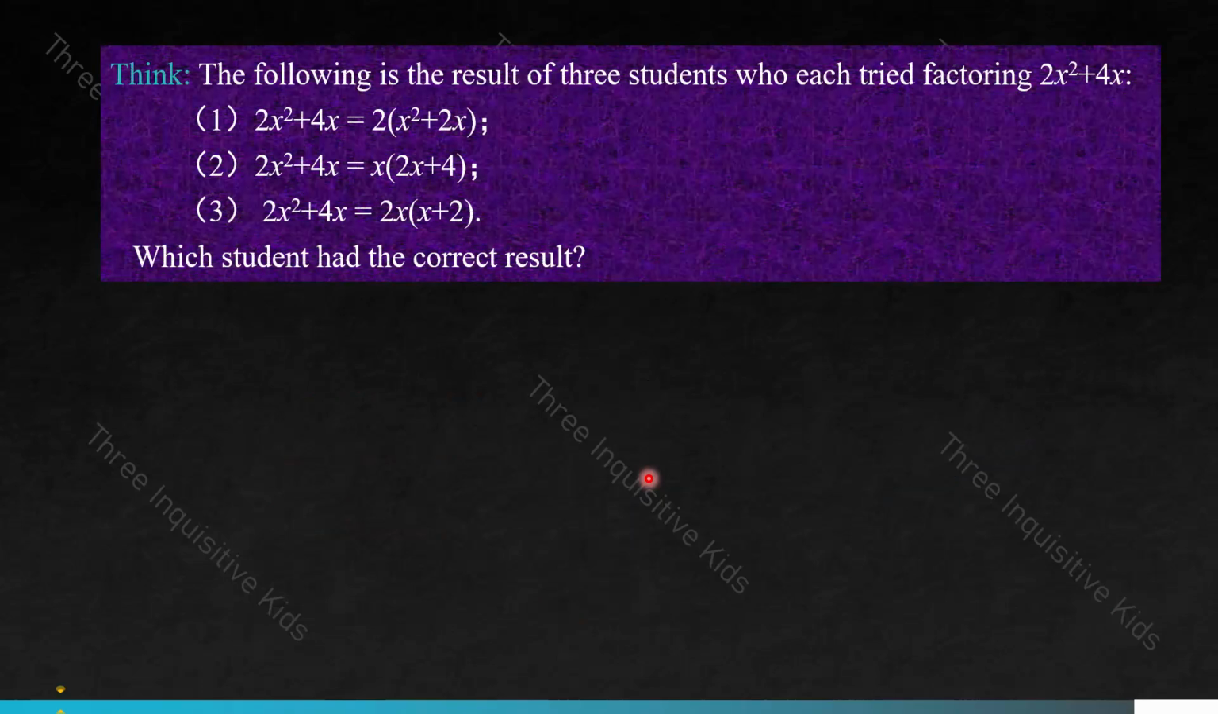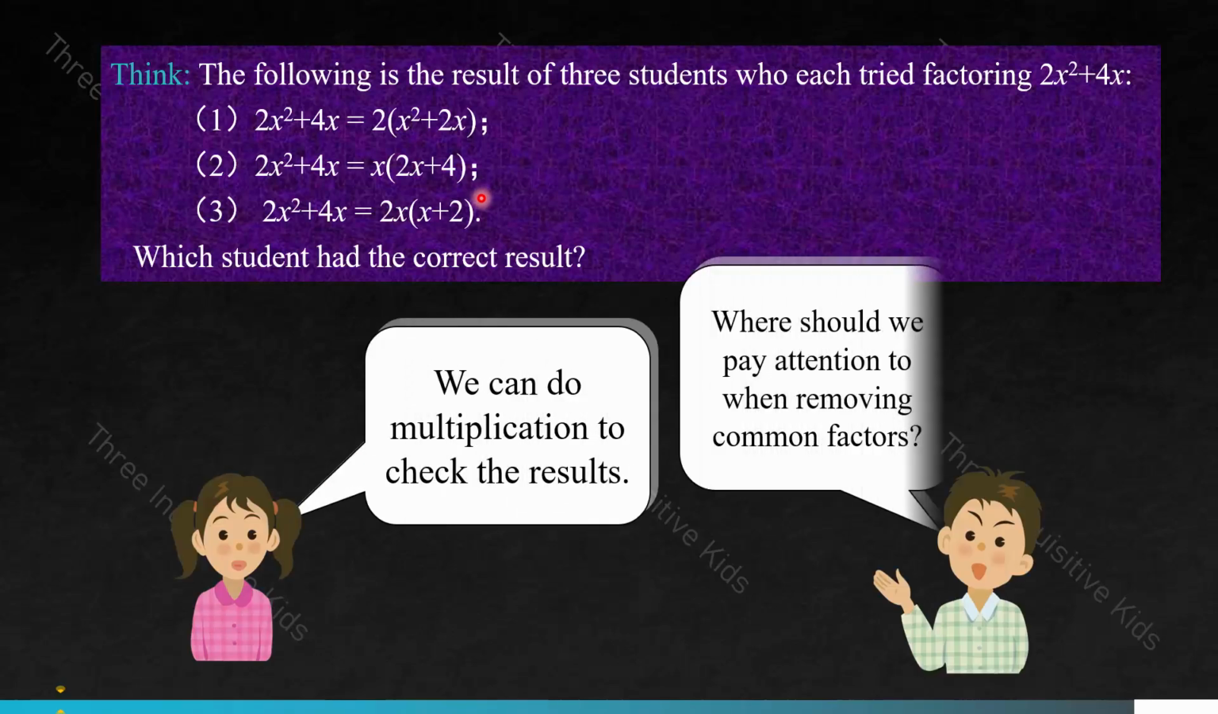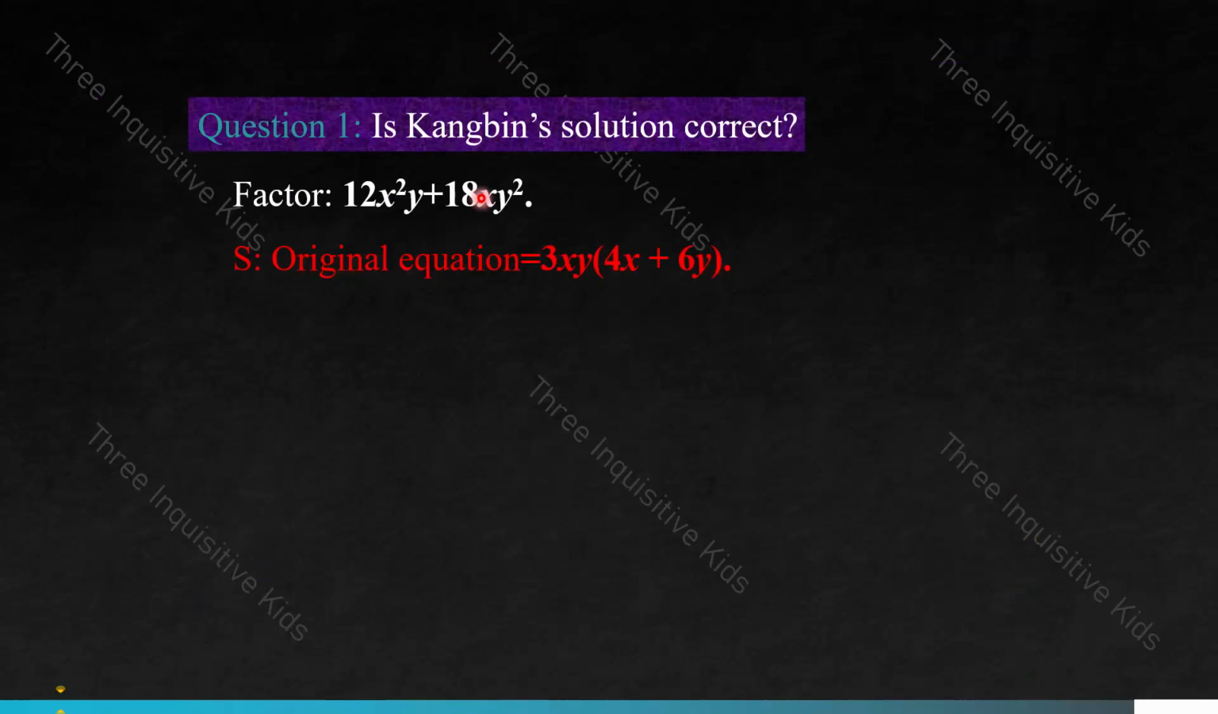The following is the result of 3 students who each tried factoring 2x squared plus 4x. So which student had the correct result? Well, let's talk about this. We can do multiplication to check the results. But after doing multiplication, we'll see that they are all the same. But where should we pay attention to when removing common factors?